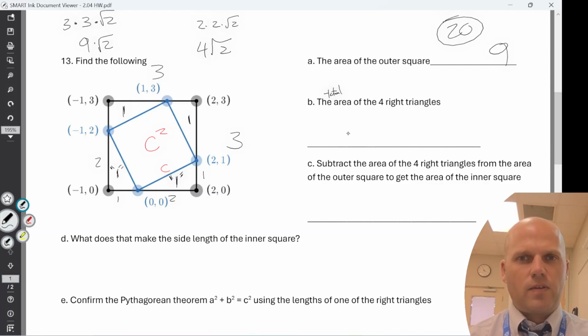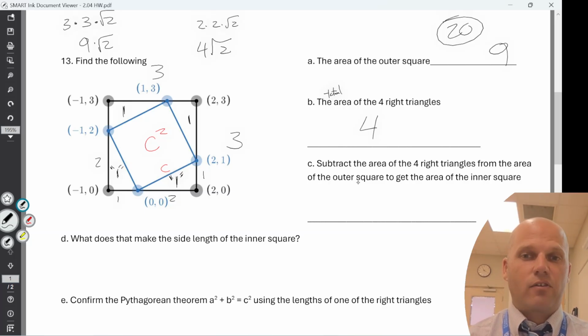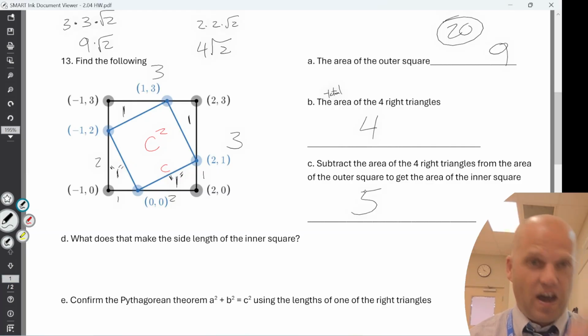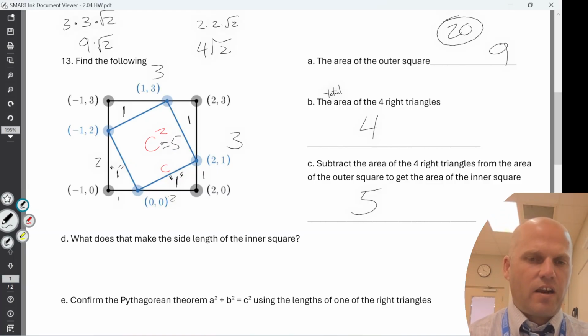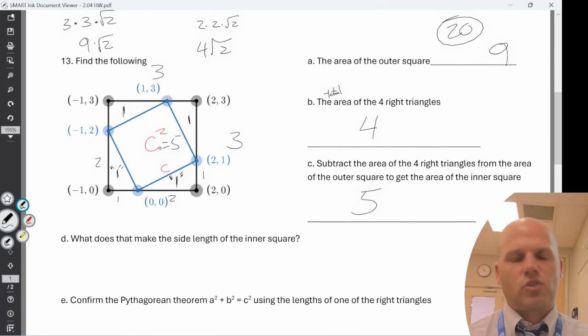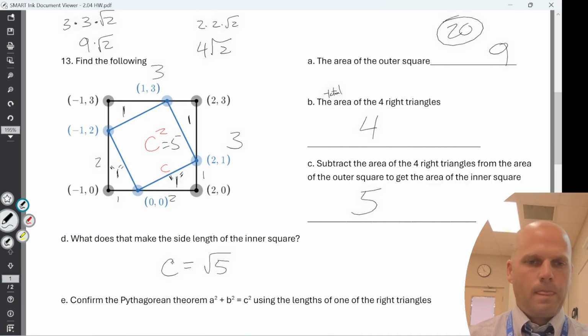Which means the total area of the 4 right triangles is 4. If I subtract the area of the 4 right triangles from the area of the outer square to get the area of the inner square, I get that the area of the inner square is 5. Well, if 5 is the area of the inner square, then C squared equals 5. I get C equals root 5. Just take the square root.